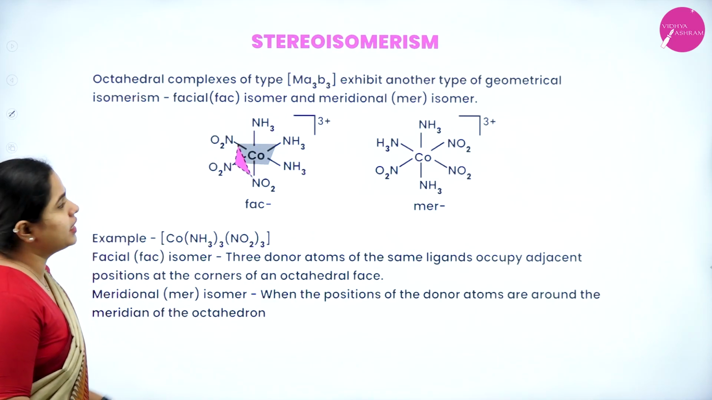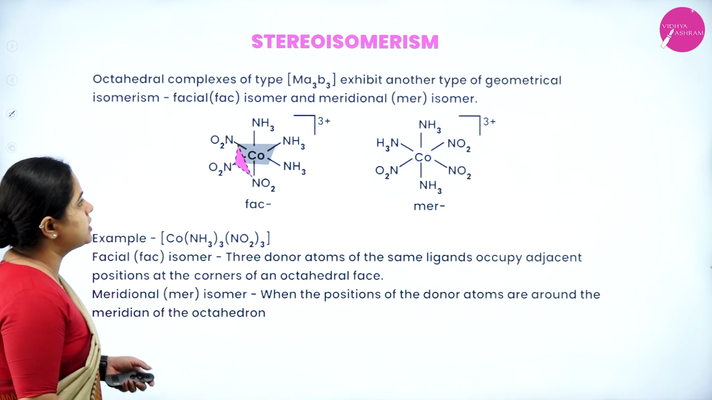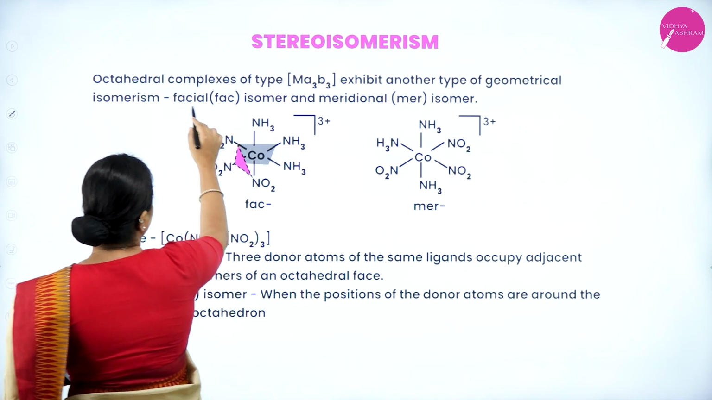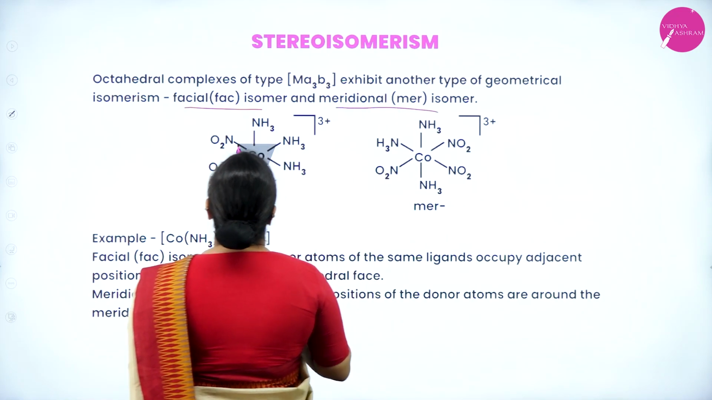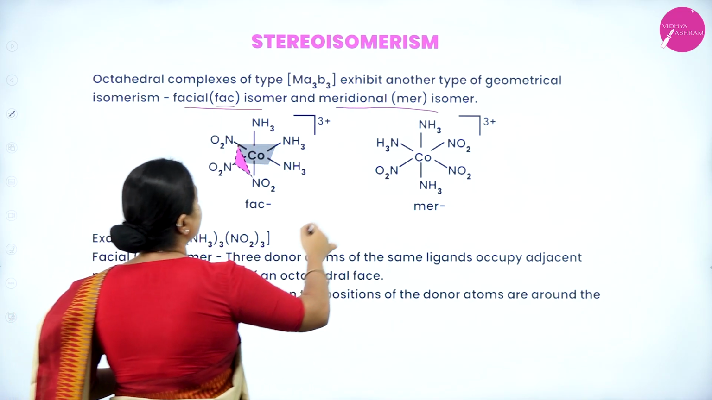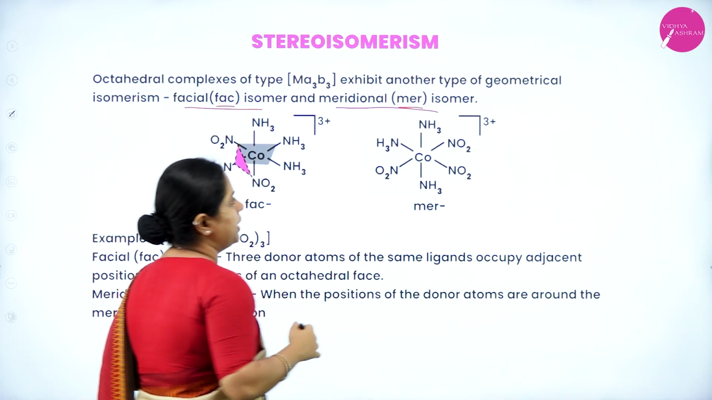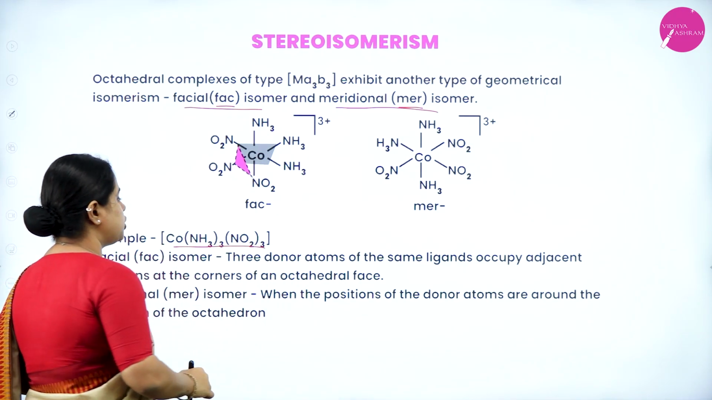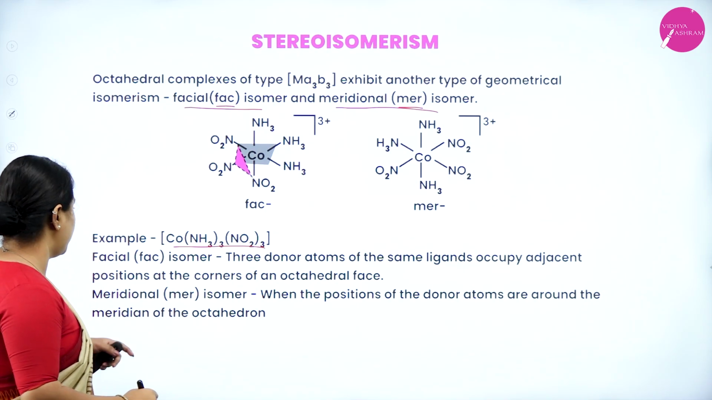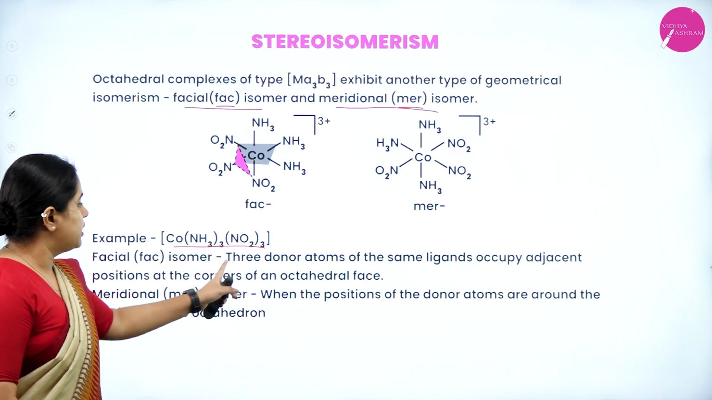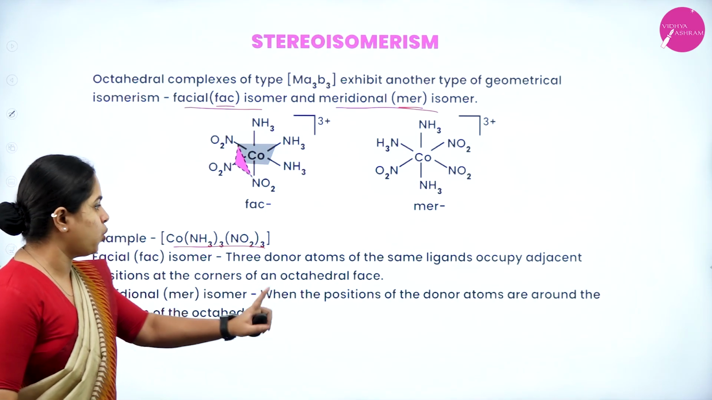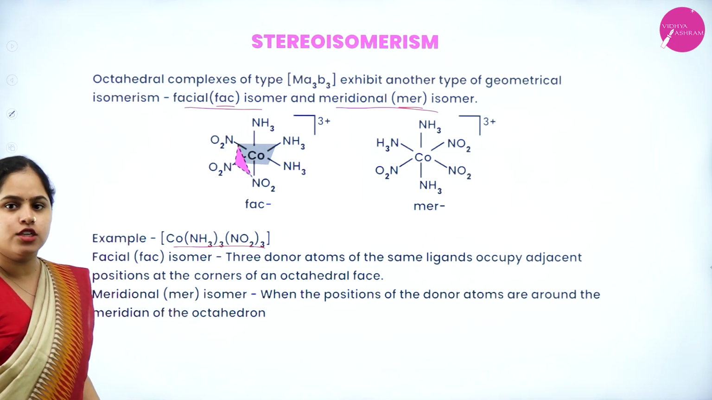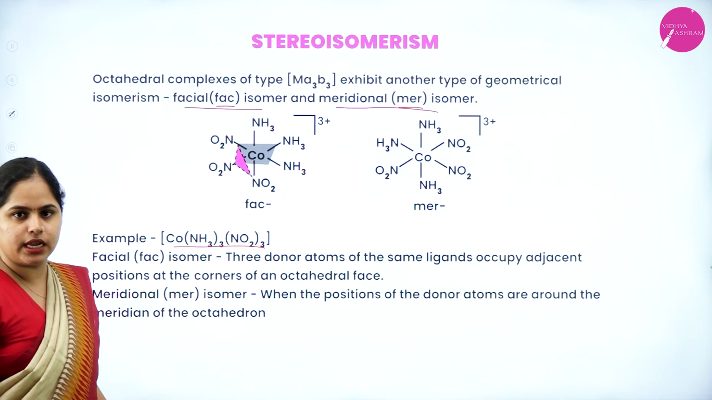Moving on to another one, that is the Ma3b3 type, which exhibits another type of geometrical isomerism. So it exhibits facial isomer and meridional isomer. Facial is represented as fac, meridional represented as mer. Okay. So as you can see here, we have taken this example, Co(NH3)3(NO2)3. So facial isomer means three donor atoms of the same ligands occupy adjacent positions at the corners of an octahedral face. So this is also octahedral, totally 6 ligands are there.